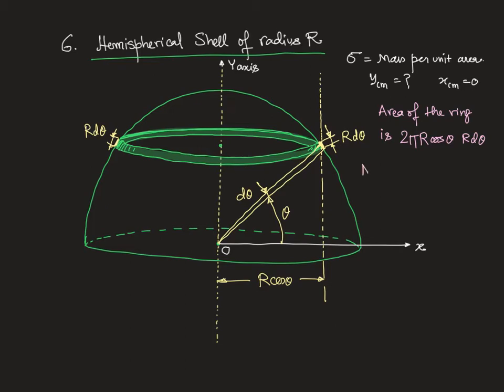So what is the mass of the ring? Mass of the ring, I will take as dm, is equal to sigma into 2 pi r cos theta r d theta, so that will be 2 pi sigma r square cos theta d theta. And what about the y coordinate of the ring? Here you see, the y coordinate of the ring, the distance of the center of the ring from O, that is r sin theta.